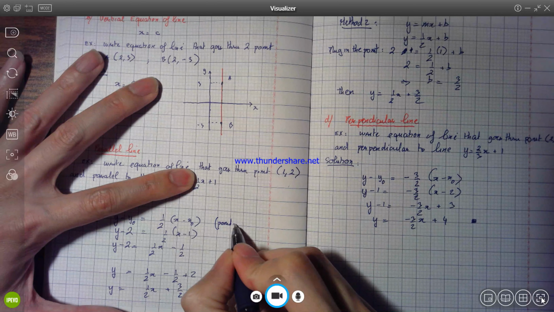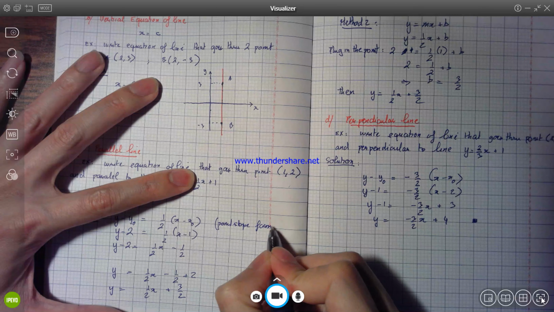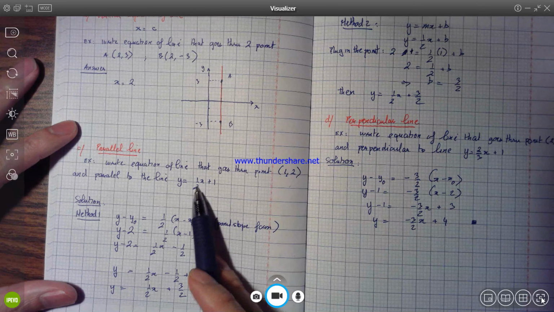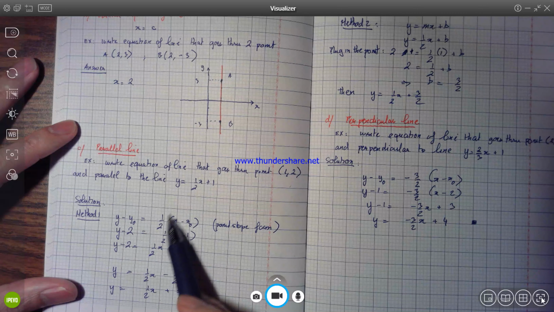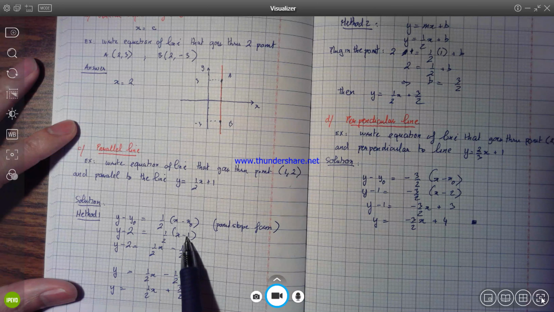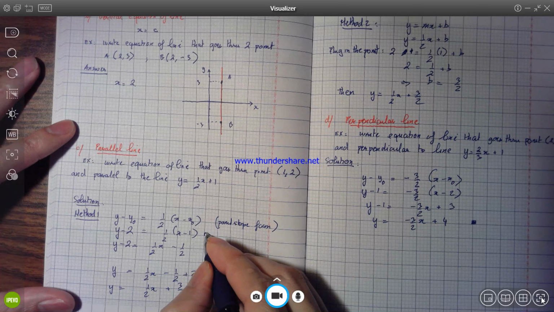So for the first method, I'm going to use point slope. Because the slope is the same, I can rewrite it. The slope is 1 over 2, and the line goes through the point (1, 2). So I'm just going to plug them in. It can be done right here, and it can be stopped right here.